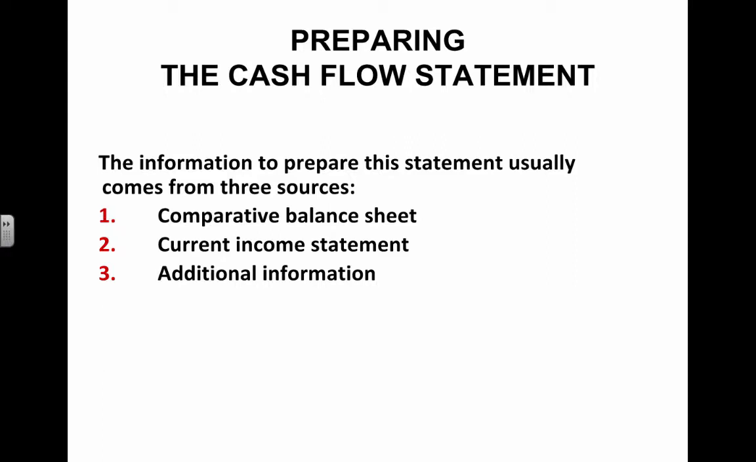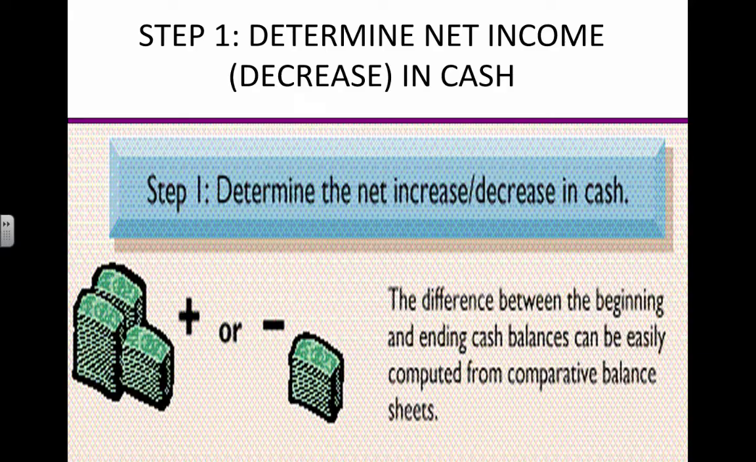So what do you need to prepare the cash flow statement? Well, you need 3 things. You need the comparative balance sheet, which means you need a balance sheet that covers this year and last year, which is really the beginning of this year. So you need to see how the accounts have changed over the years. You need a current income statement. And you need some additional information, just like when you're preparing your adjustments at the year end, you need additional information. Well, you need additional information for this as well.